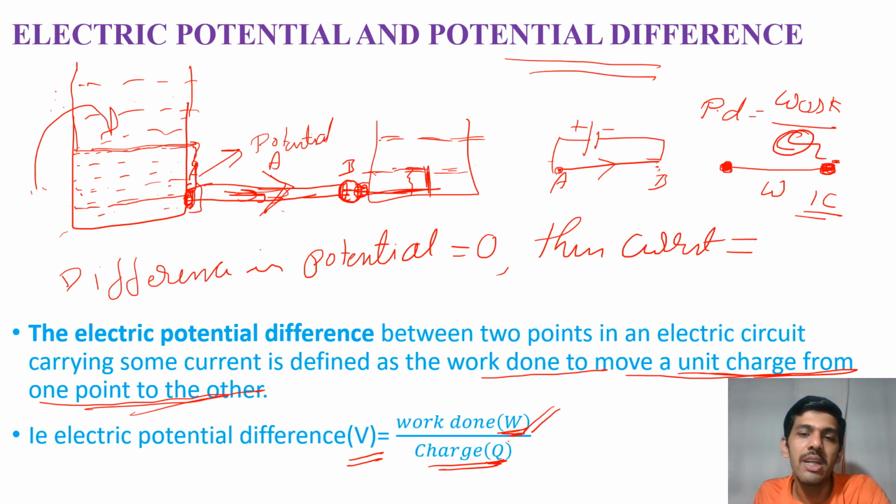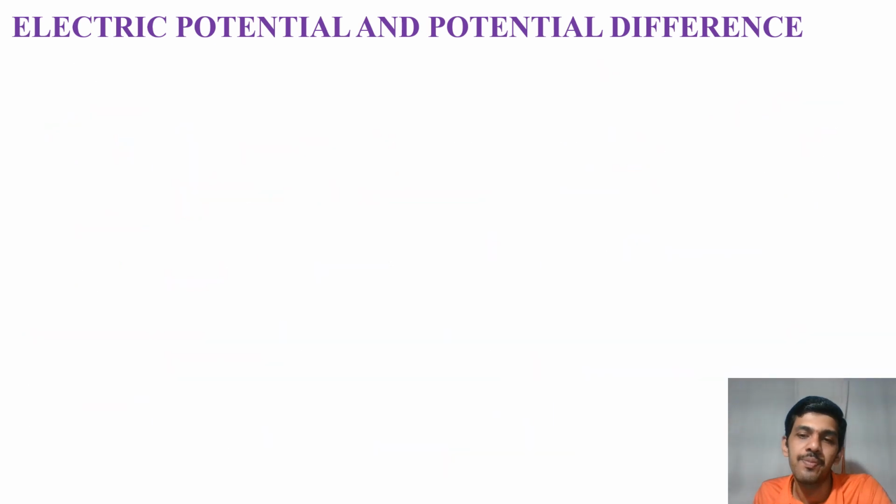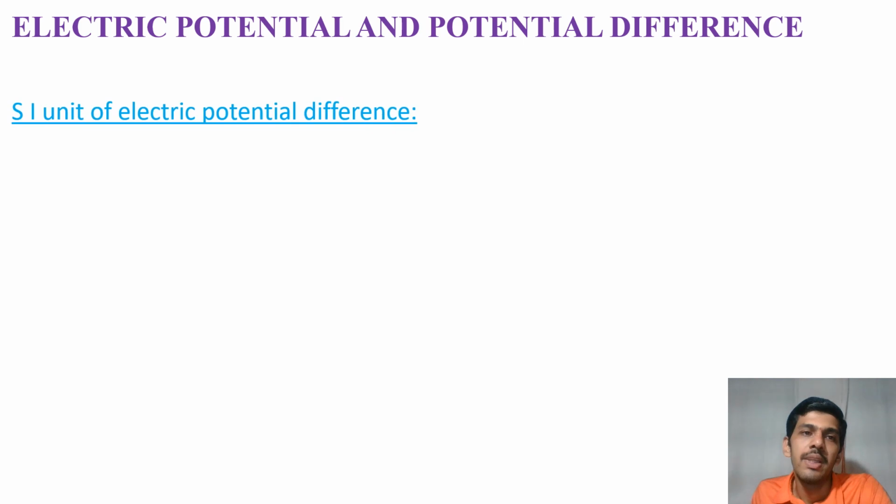So next we shall discuss the SI unit of electrical potential difference. Now, knowing what the difference in potential or potential difference is, we have to know which unit is used to represent that potential difference. The unit we normally use is called the volt. So volt is the SI unit of measuring the difference in potential.